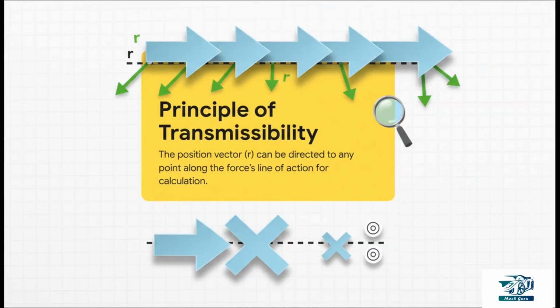Now, here's a super useful pro tip for you engineers, the principle of transmissibility. It sounds complicated, but it just means you can think of a force vector as a sliding vector. When you're calculating a moment, your position vector R can point to any spot along that force's line of action, and you will get the exact same answer. It gives you a ton of flexibility when you're setting up a problem.